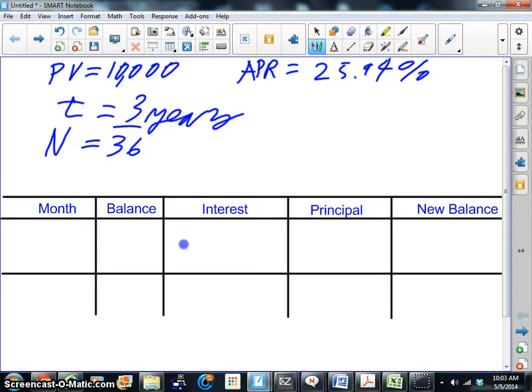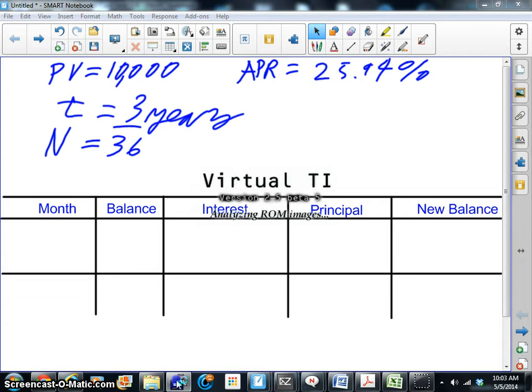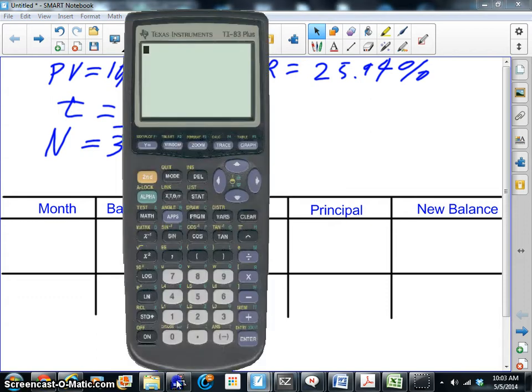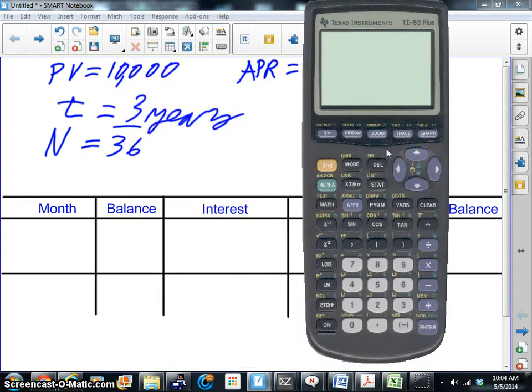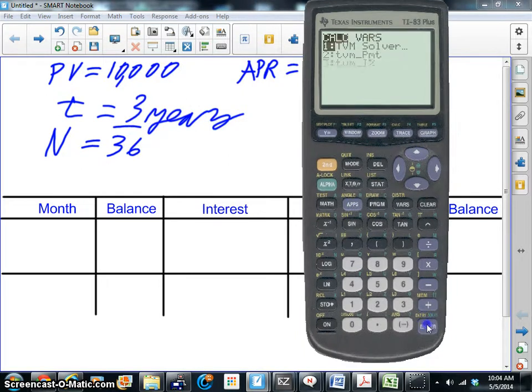Right here, I'm going to use my TVM. I've already done this, so I know it's about $400. But I'm going to find out what payment I need to make to be able to pay this off within 36 months. So I hit apps, go into TVM Solver, and start putting in 36. I don't have to do 3 times 12, but I could. It doesn't really matter.